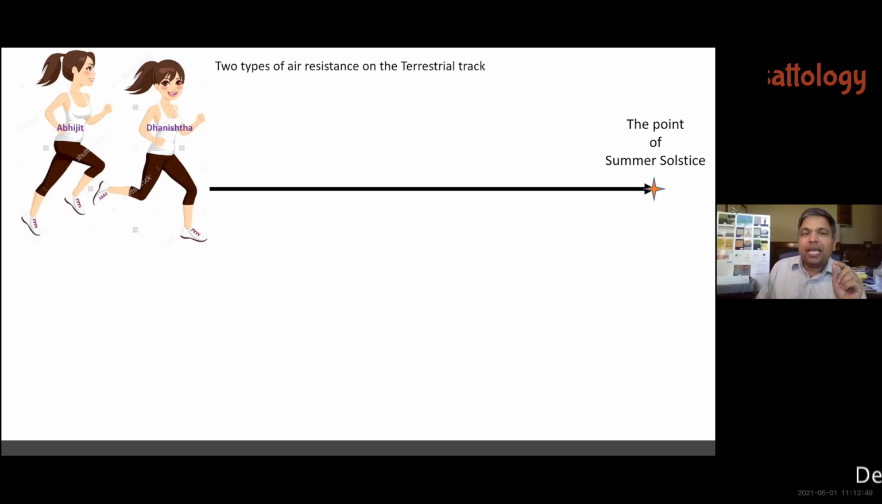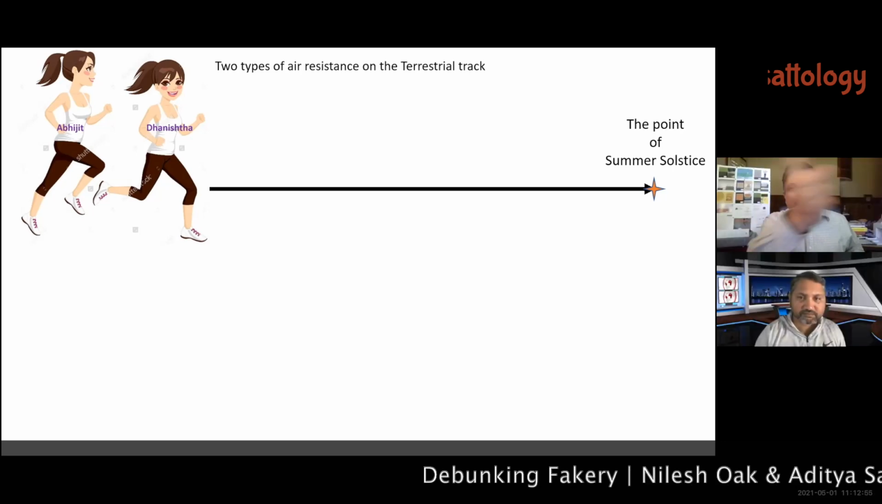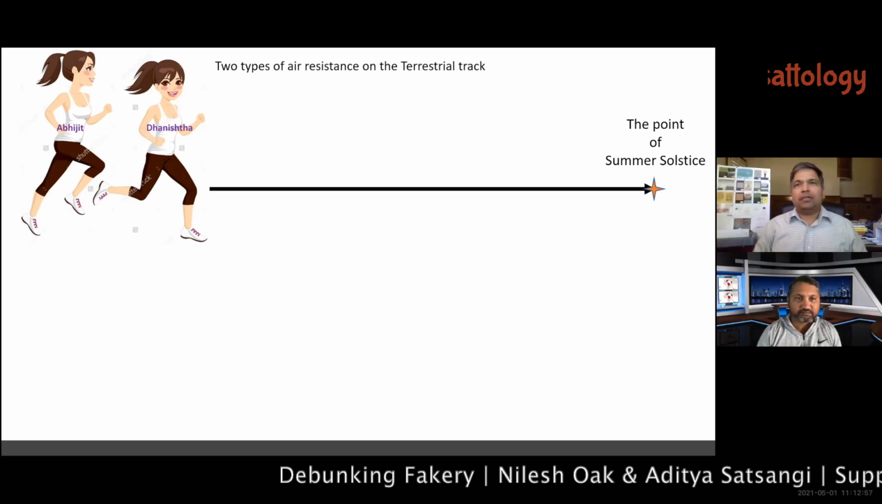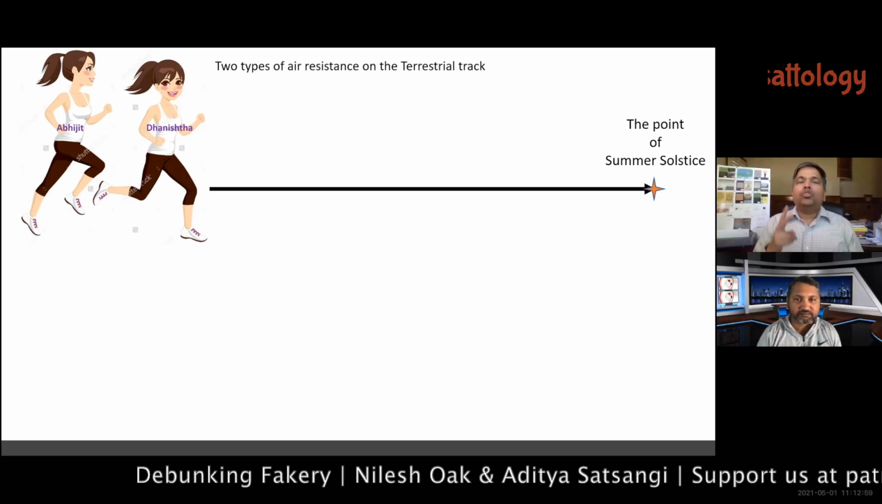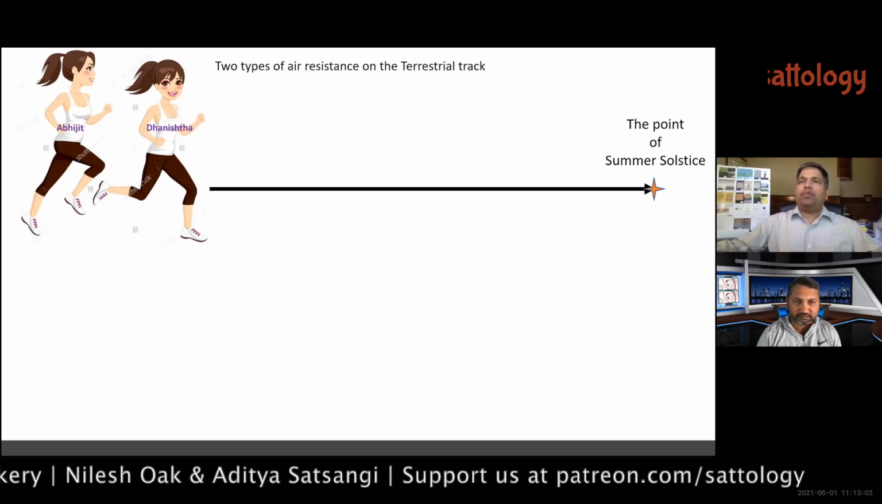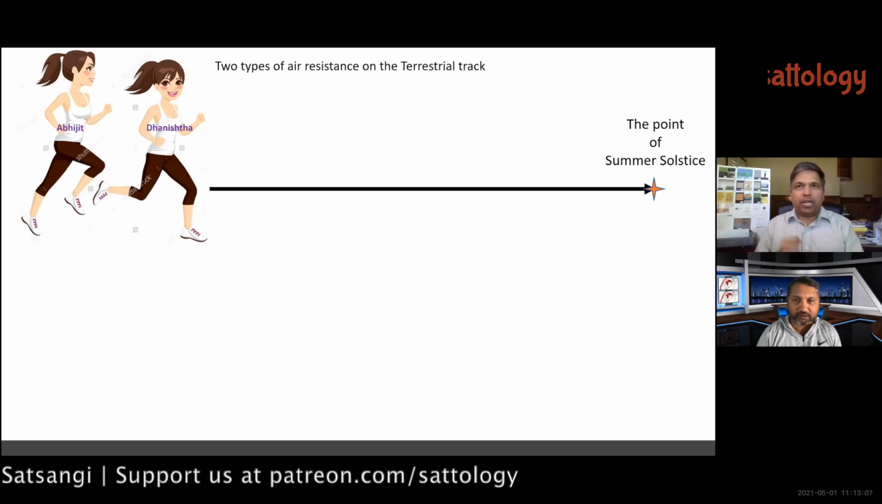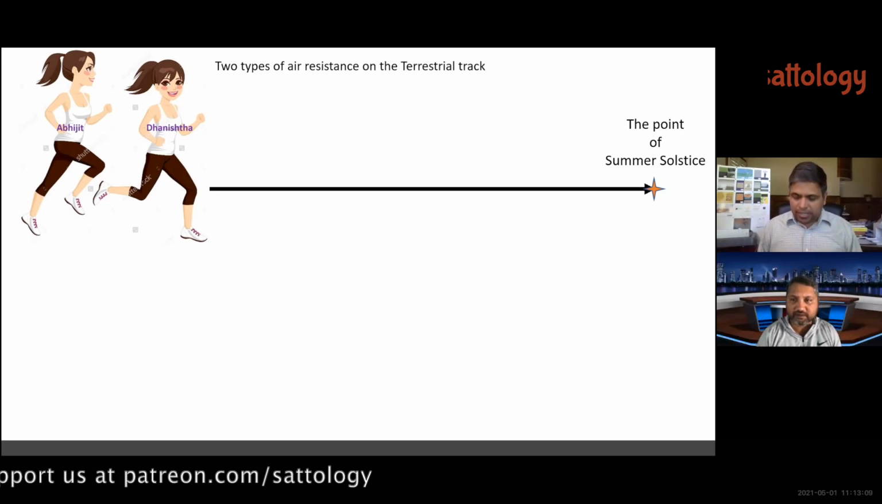Aditya ji, if you are running, and even if you are not into running races, you'll still be able to answer. If you are running a regular 400 meters or a marathon, there are two types of air resistance you can imagine on a terrestrial track in a running competition. Can you imagine what those two would be? If you are running, what two types of resistance am I going to feel?